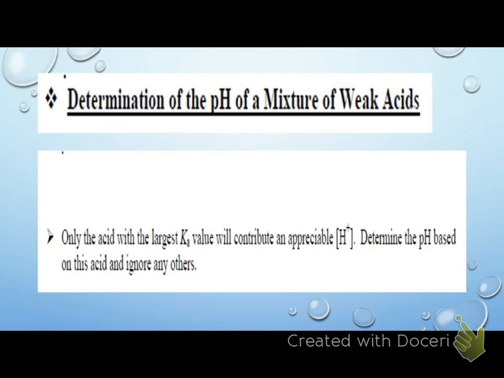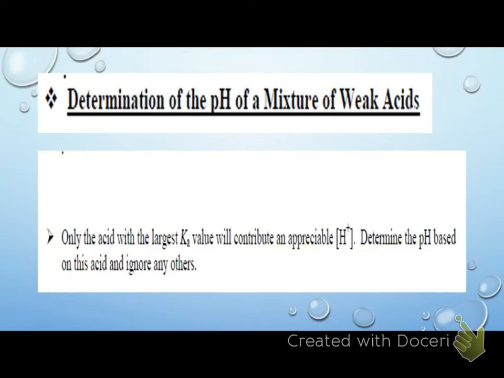So when you're doing a mixture of weak acids, you're only going to look at the one with the largest Ka value, because it's the only one that would contribute any appreciable or measurable amount of hydrogen. So you're going to determine the pH based on this and ignore any of the others.